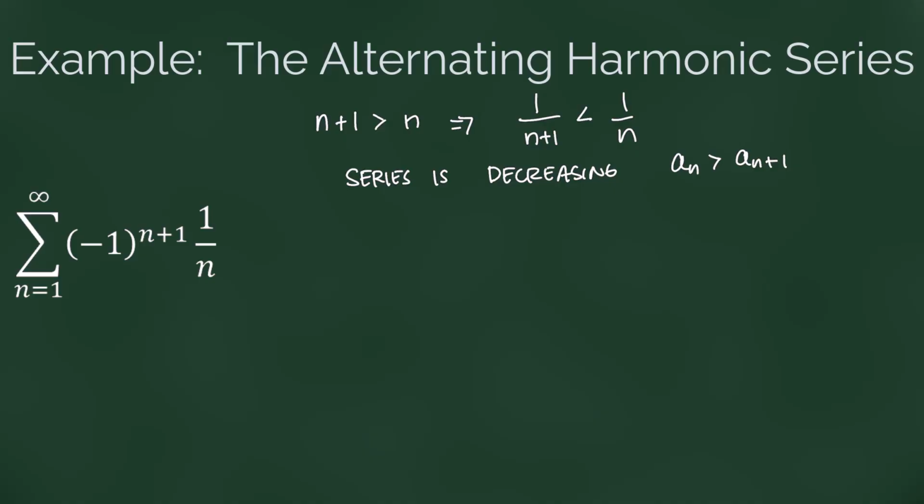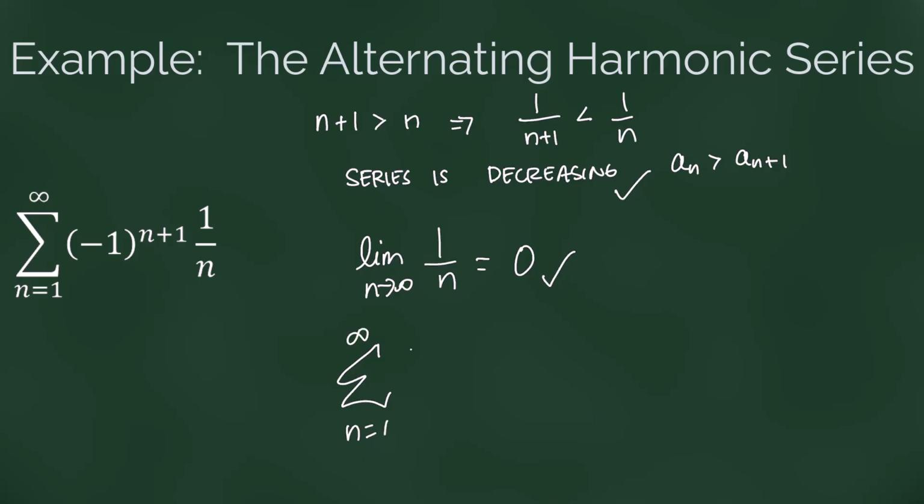Our test told us that our series had to be non-increasing, and we've certainly achieved that if it's decreasing. Our last thing to check is the limit as n goes to infinity of a sub n, which in this case is 1 over n. We know that that limit is 0, so we've checked off the non-increasing requirement for our test, and we've checked off that the terms go to 0, so we can conclude that the sum from n equals 1 to infinity of -1 to the n plus 1 times a sub n converges.